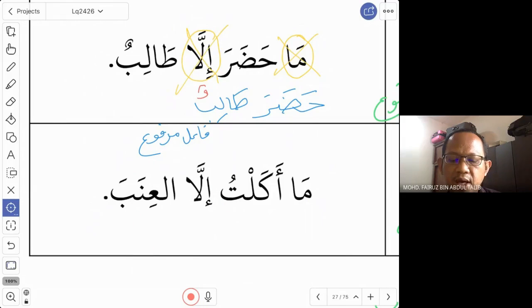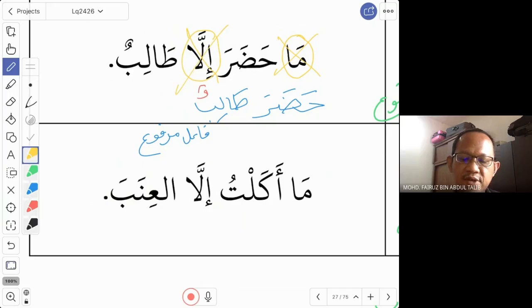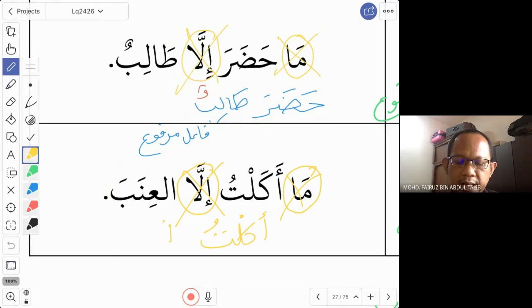Illa al-inab. You have the mustasna. Do you have the mustasna minhu? Al-inab is excluded from, the word is not mentioned, right? Fawake, we can assume the word is fawake, but it's not mentioned. So mustasna minhu is not mentioned. Then how do we read this word? It will depend on its position. So how do you know its position? As we have done in the first one, we take out the word ma and we take out the word illa. So now you have this jumlah, akaltu al-inab.